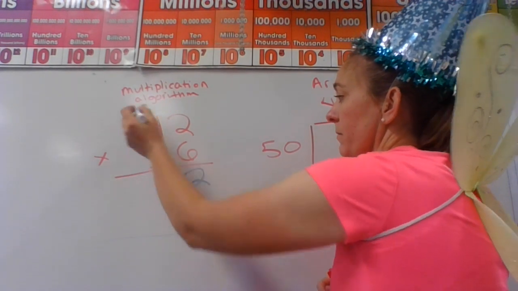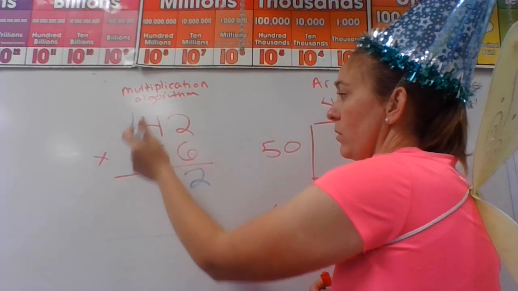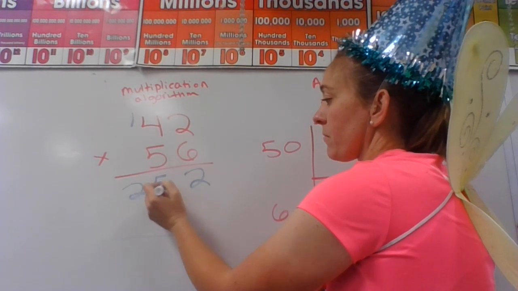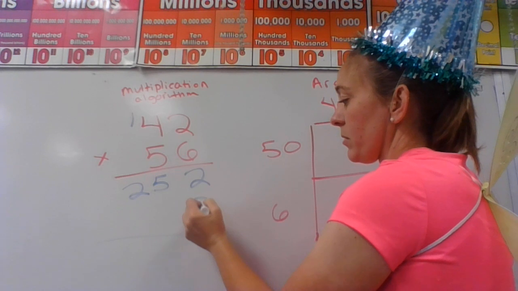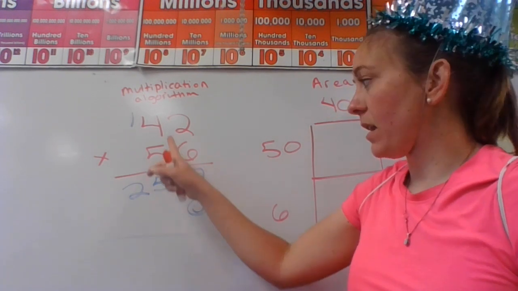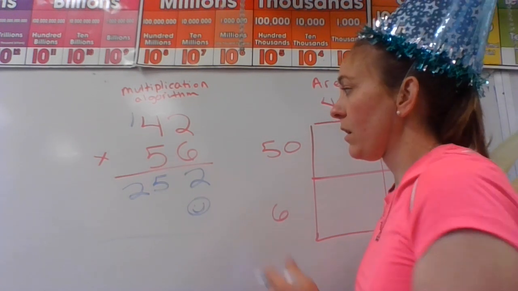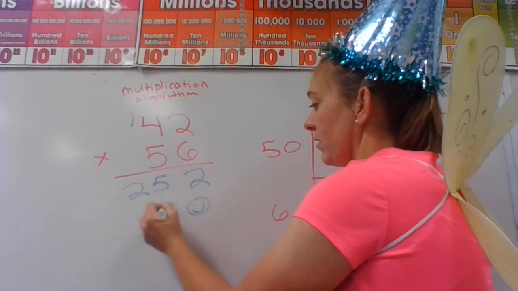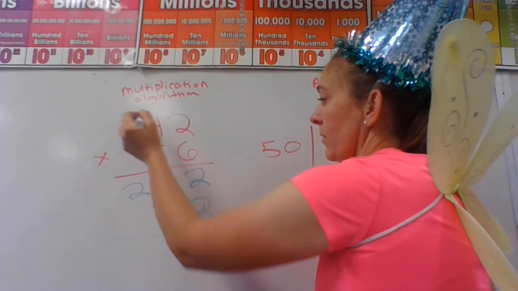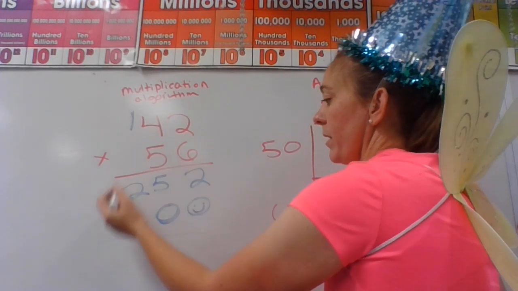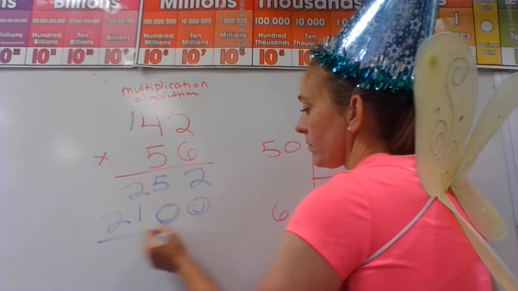So for the multiplication algorithm, 6 times 2 is 12. Drop the 2, carry the 1. 4 times 6 is 24, plus 1 makes 25. Put the 0 down here because we're now in the tens place with that 5. 5 times 2 is 10, drop the 0, carry the 1. 5 times 4 is 20, plus 1 makes 21.